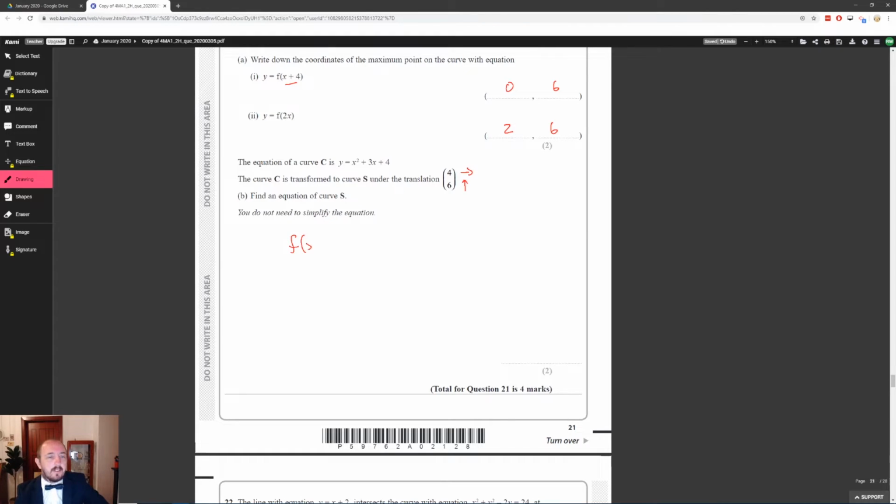So if we make f of x our curve, x squared plus 3x plus 4, then what we're doing here is we're doing a shift to the right is x minus 4, and then we plus 6. So we're going to do x minus 4 squared plus 3x minus 4 plus 4, and then we have our plus 6, which is going to shift it up another 6. So it says you do not need to simplify this, so we can leave it as something like this. Should be fine.